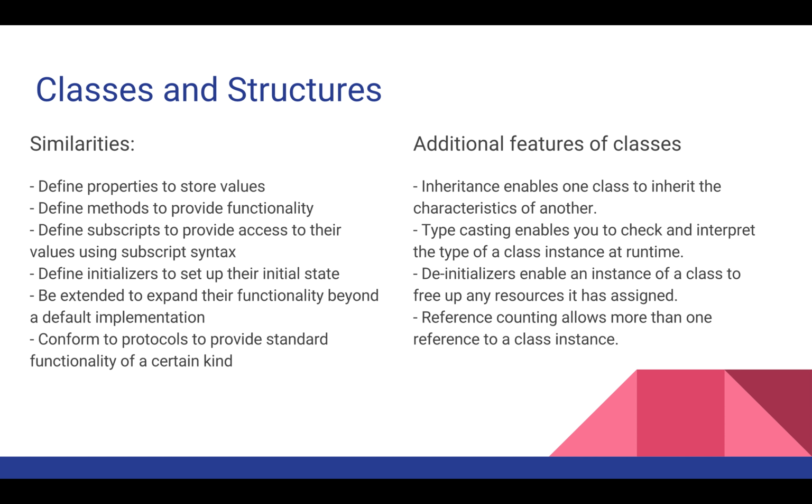Classes have additional capabilities that structures do not. For example, inheritance. It enables one class to inherit the characteristics of another class. Typecasting, which enables us to check the type of a class instance at runtime. Deinitializers, which enable an instance of a class to free up any resources it has assigned. Reference counting allows more than one reference to a class instance.